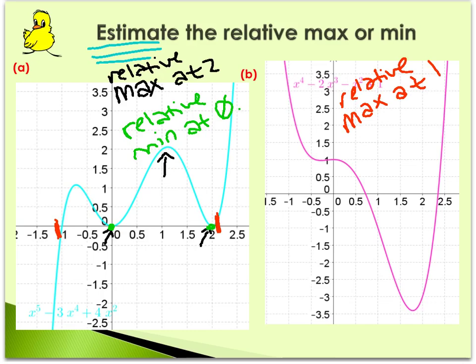All right, and our relative min is going to be at the lowest y value that we achieve, and you can easily tell on this graph the lowest y value is down here. Now remember, we are estimating, so that's approximately negative 3.5. All right, so there are my relative min and max values by looking at the graph of the polynomial function.